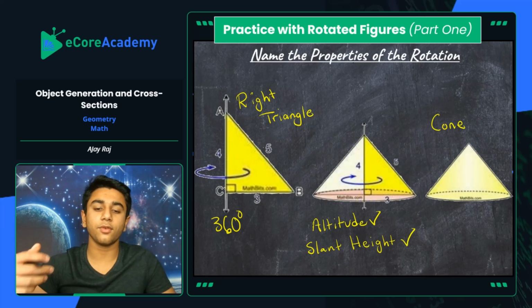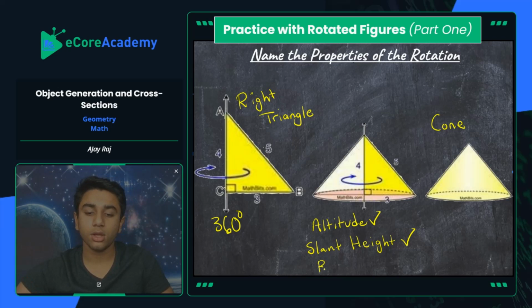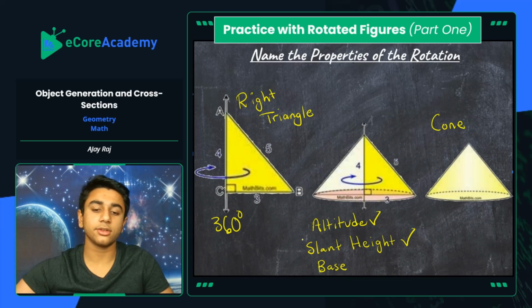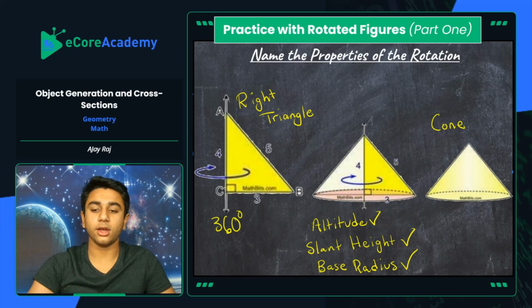And then what's the length of your base, meaning the radius of your given base circle of your cone? That's also going to be equivalent to the base radius. It's going to be exactly the same as the base of your right triangle. So the base radius is also going to be the same. All right, so those are some similarities I really wanted to show you.